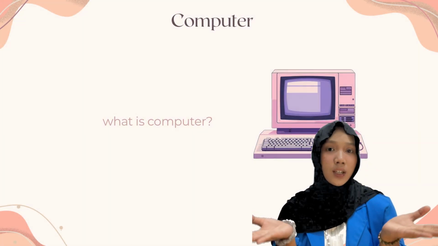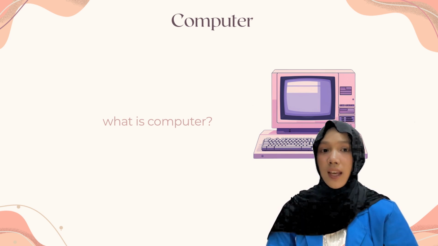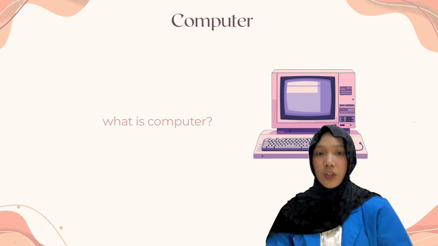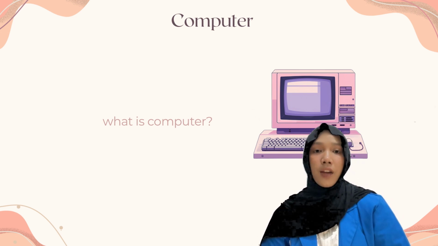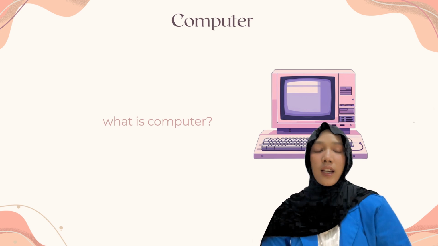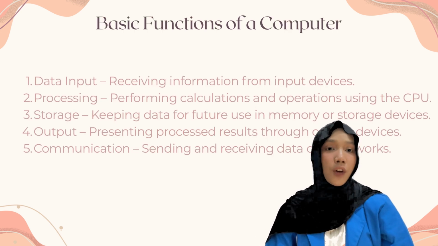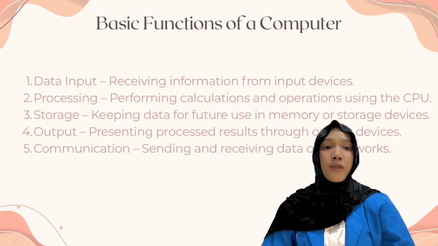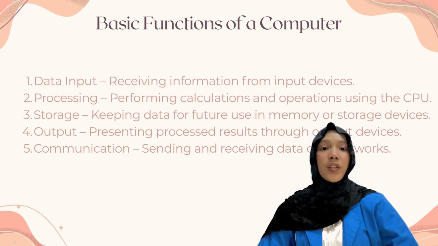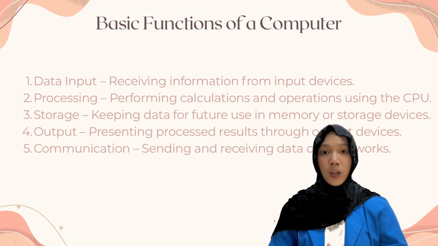What is a computer? A computer is an electronic device that processes data according to a set of instructions. It can store, retrieve, and process information efficiently, making it an essential tool in modern life. Basic functions of computers: data input, receiving information from input devices; processing, performing calculations and operating the CPU.